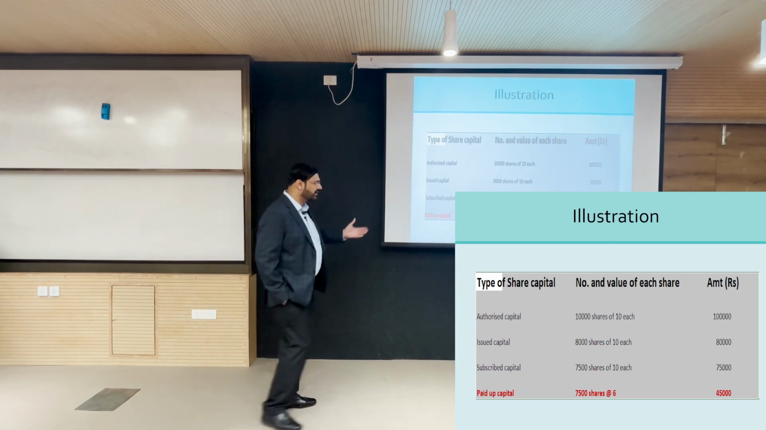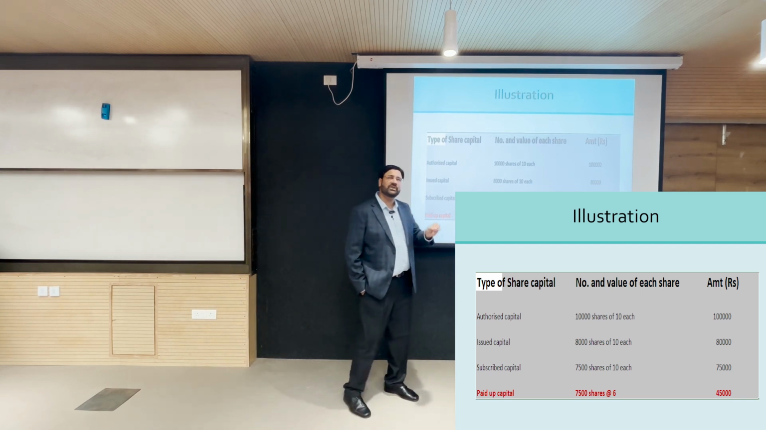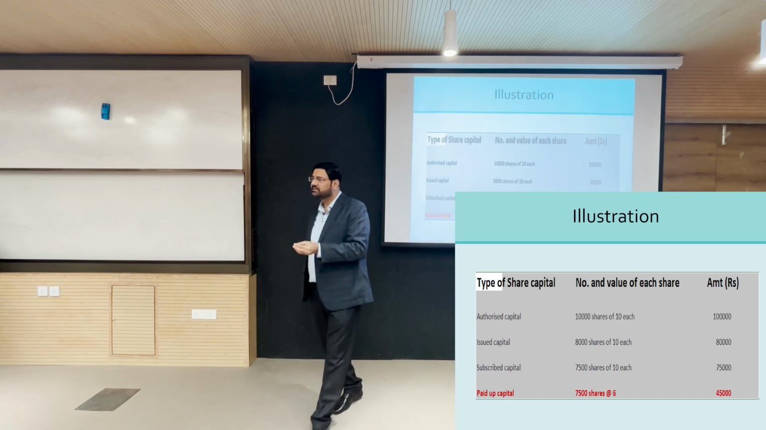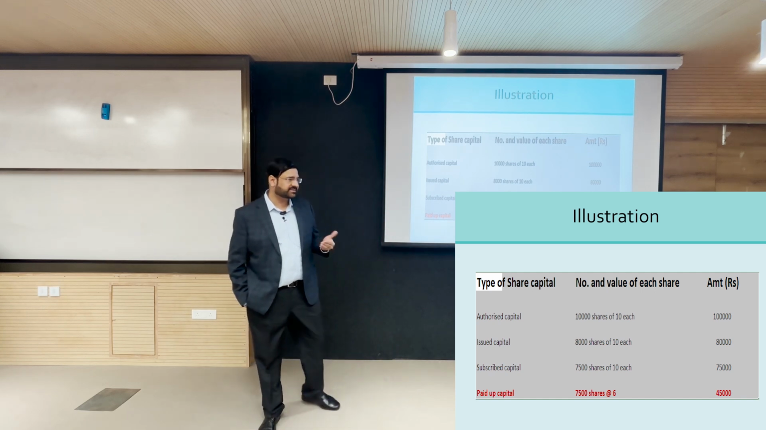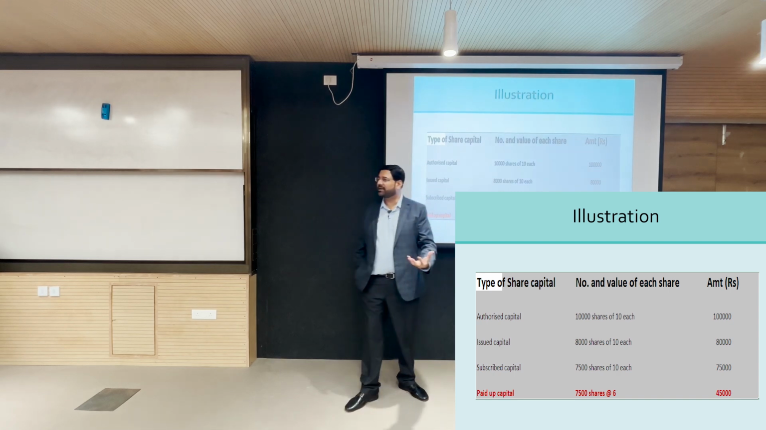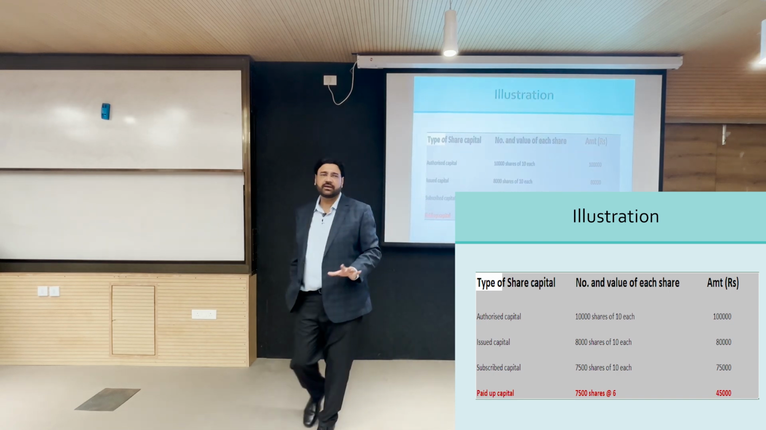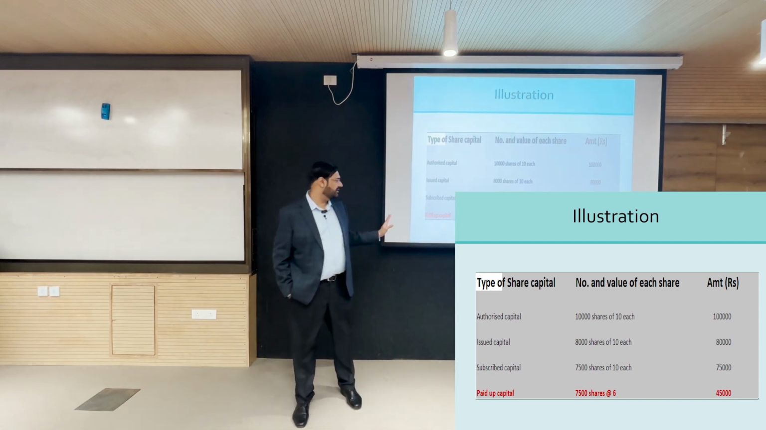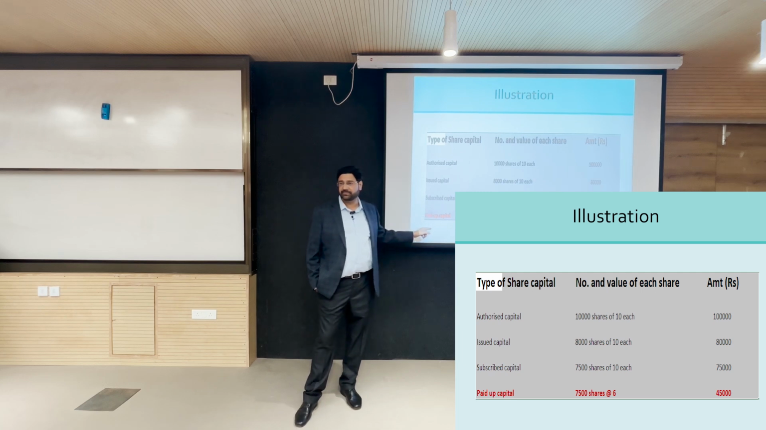So we say that at the time of application you only have to pay how much? 6 rupees per share. When you subscribe, you only have to pay 6 rupees per share. So I collect 45,000 rupees from the public, right? So this is called my paid up capital.